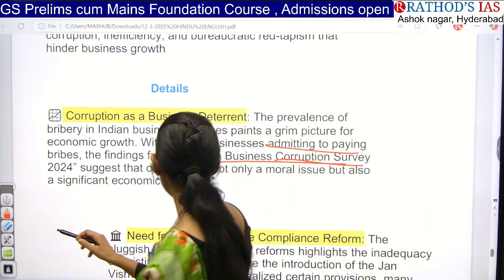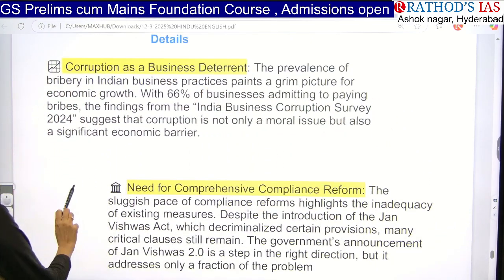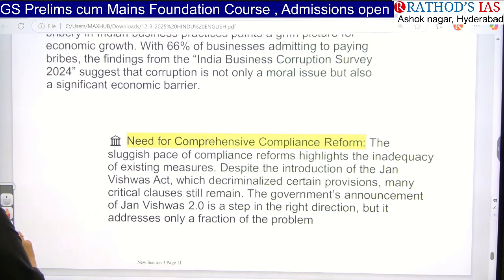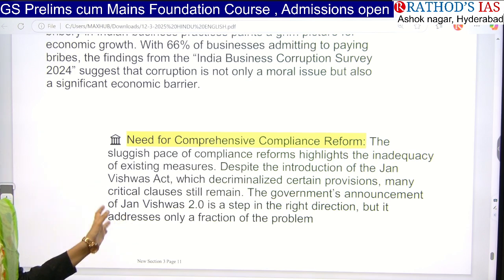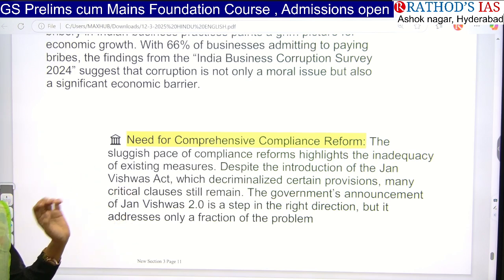Because of this, the article is saying that we need better compliance reforms. Whatever inadequacies are present in our system, we have to make them perfect.